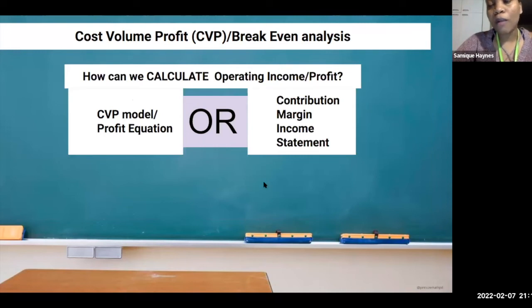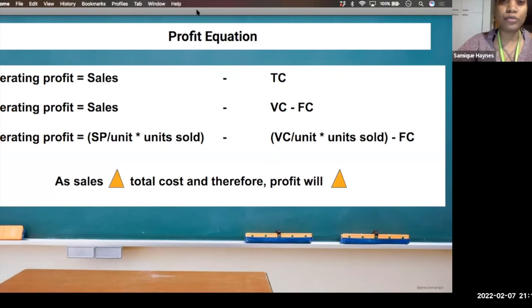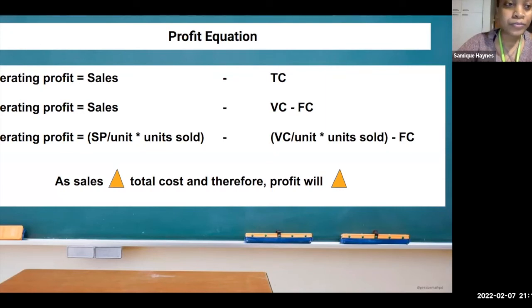How can we calculate operating income or profit? To calculate that, we can use two different approaches. We can use a profit equation or a cost-volume-profit model. Another way we can do it is by using a contribution margin income statement. And correct me if I'm wrong, this is probably your first or second time hearing the term contribution margin. Contribution margin income statement. So contribution margin is our variable cost less our fixed costs. Okay, but before we do that, let's put on our math caps and look at this formula.